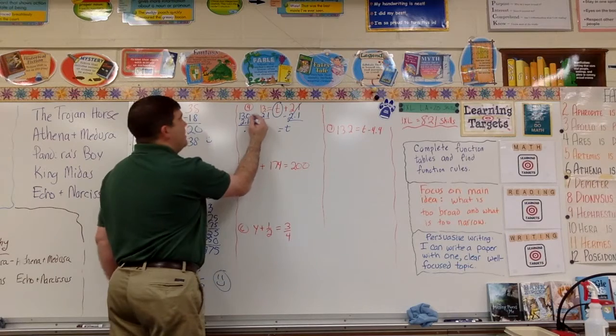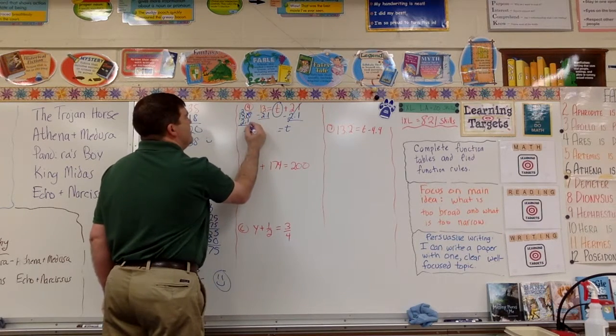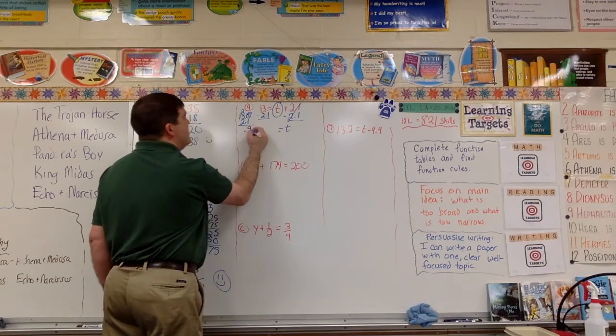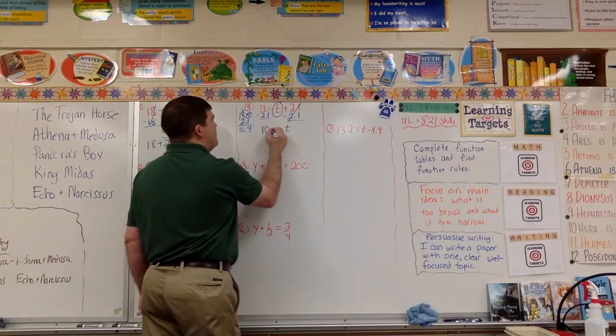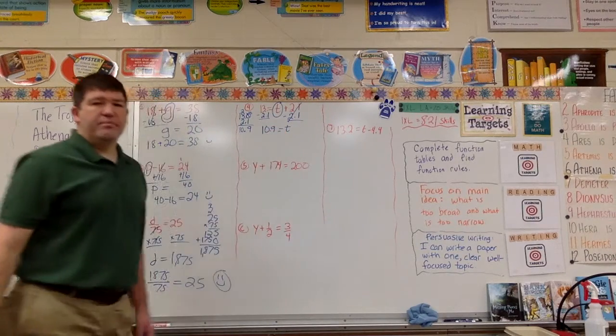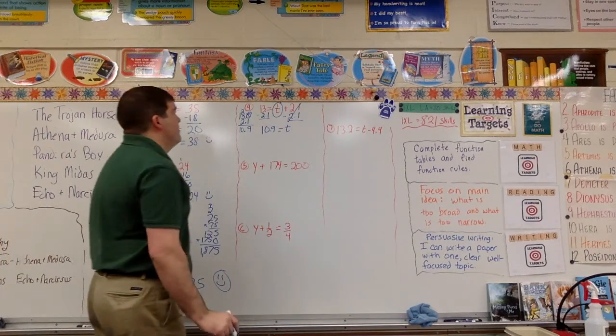0 minus 1, I can't do. So that becomes a 2, that becomes a 10. 10 minus 1 is 9. 2 minus 2 is 0, and I bring down my 1. So I think t is 10.9. But to know for sure, I want to check it.